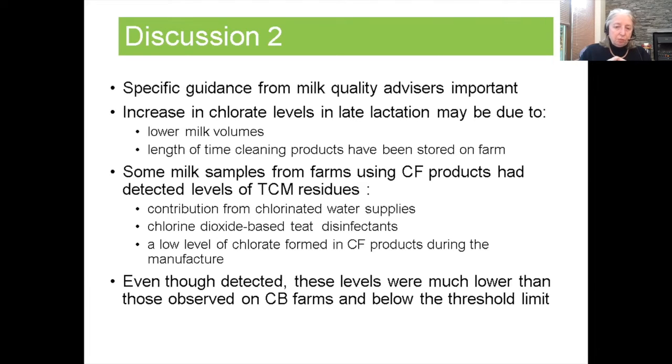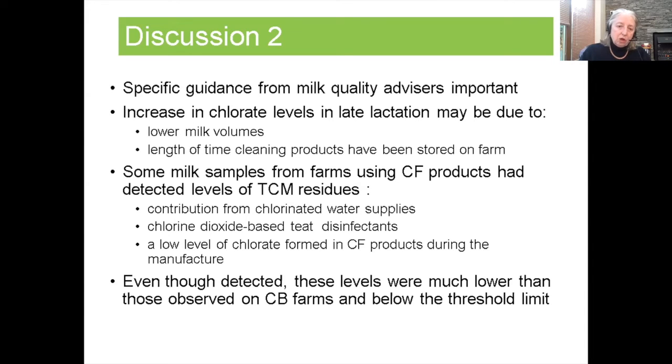Some milk samples from the farms using chlorine-free products had detected levels of TCM as well, and that, by right they shouldn't have, but that may have been due to a number of things. First of all, a contribution from chlorinated water supplies, where farms were getting water from municipal supplies. Secondly, it could be due to the farmer using chlorine dioxide-based teat disinfectants. Or finally, a low level of chlorate formed.